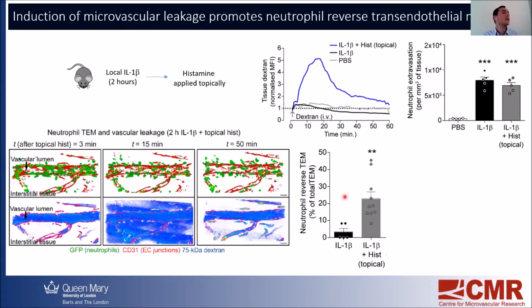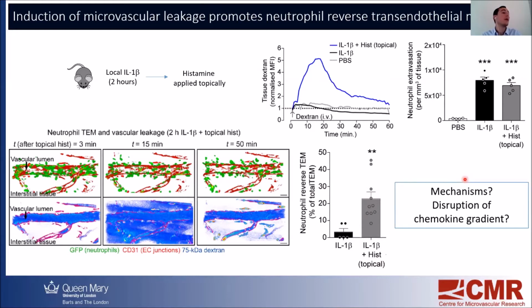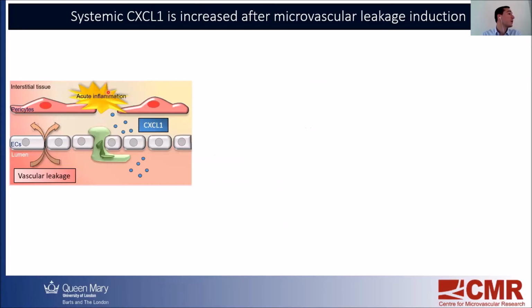But again, interestingly, we observed that the application of histamine led to almost 20% of neutrophils reversing back into the circulation, indicating that the induction of microvascular leakage promotes neutrophil reverse migration. We then asked what could be the associated mechanism, and we hypothesized that a disruption of the chemotactic gradient could be involved. As you know, during acute inflammation, for example with IL-1 beta, chemokines are produced inside the interstitial tissue, such as CXCL1, one of the main chemoattractants for neutrophils.